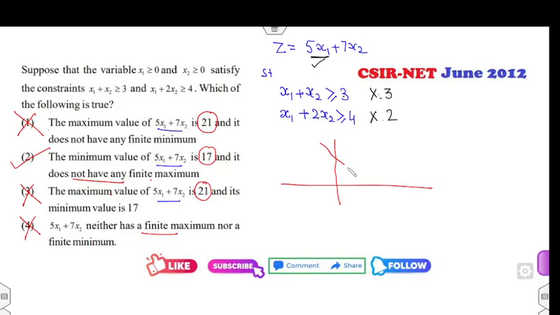You can write the constraints. This is 3 and 3. This is 4 and 2. Fine, this is my feasible region. You can find the coordinate points A, B, and C, and then you can find the minimum and the maximum. Clearly, this is unbounded, so z will go to infinity.